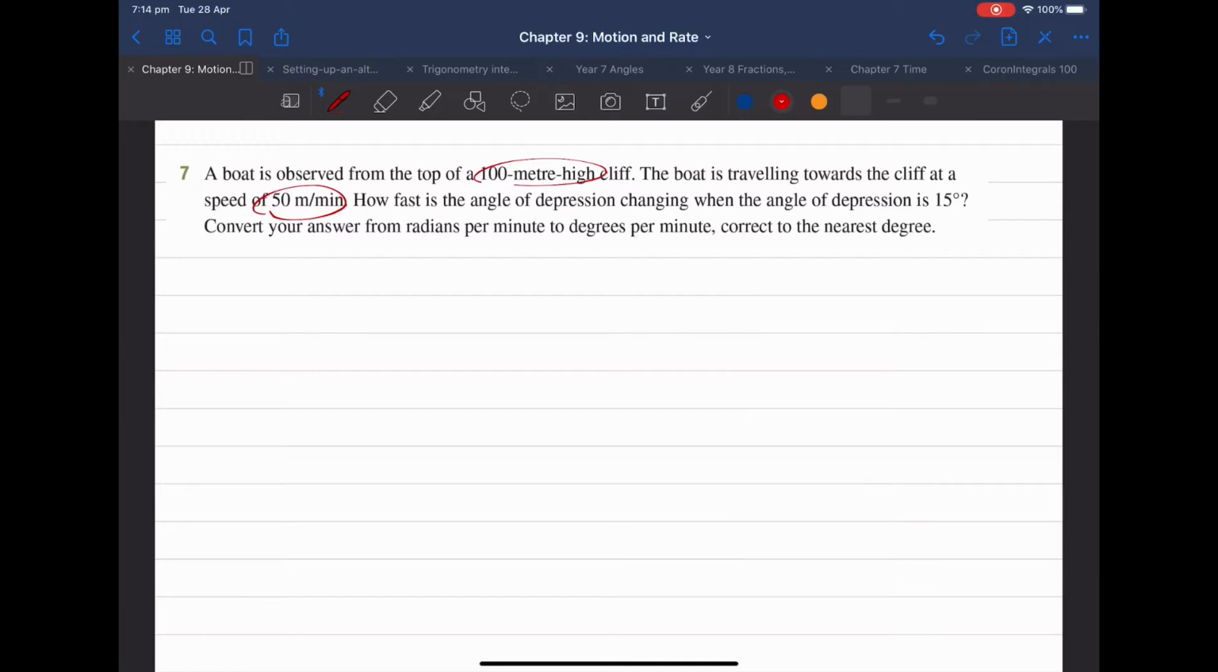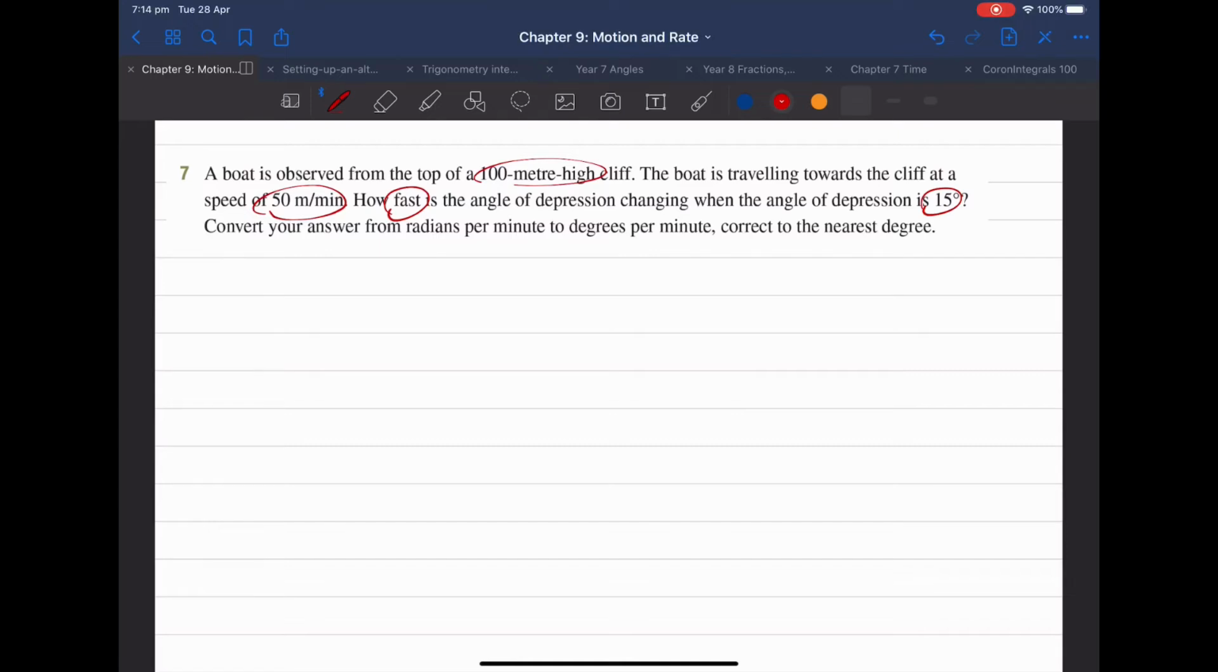How fast is the angle of depression changing when the angle is 15 degrees? Convert your answer from radians per minute to degrees per minute, correct to the nearest degree.